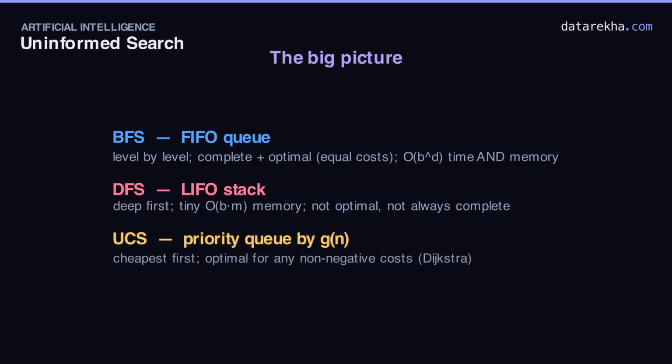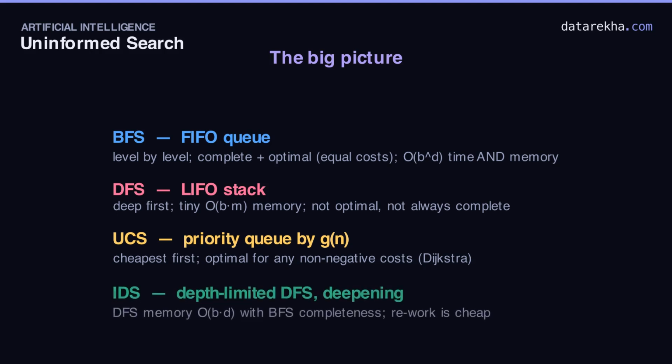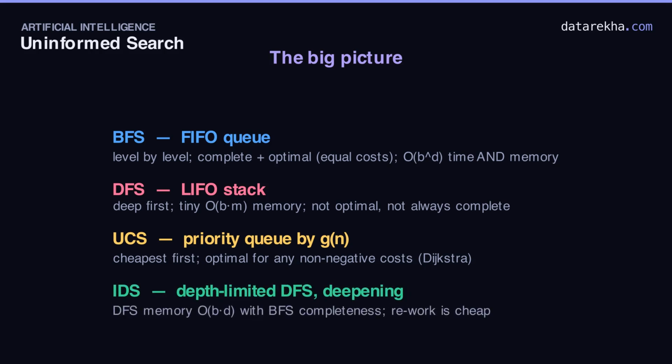Uniform cost search runs a priority queue, keyed by path cost g of n. It expands the cheapest node first, and it's optimal for any non-negative costs. Dijkstra's algorithm in search clothing. And iterative deepening gives you depth first's memory with breadth first's completeness by sweeping the depth limit outward, and the rework costs almost nothing. 4 blind strategies, no map required. Choose by asking: equal costs or weighted, and how much memory can you spare?